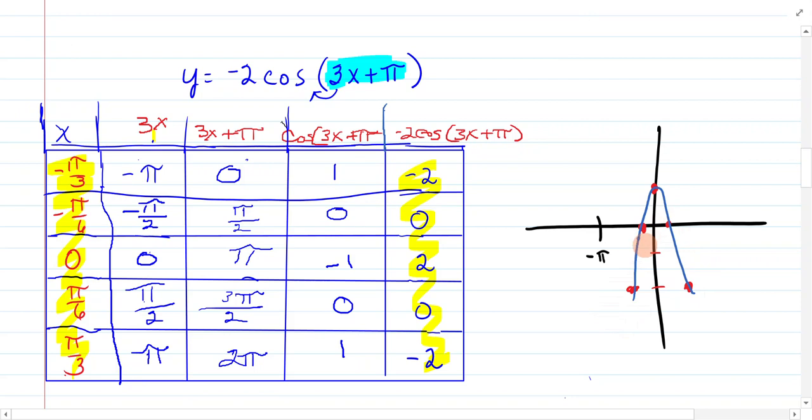And what that tells us is that we had a phase shift. We didn't start at 0. We started at negative pi over 3. So that's what a phase shift will do.